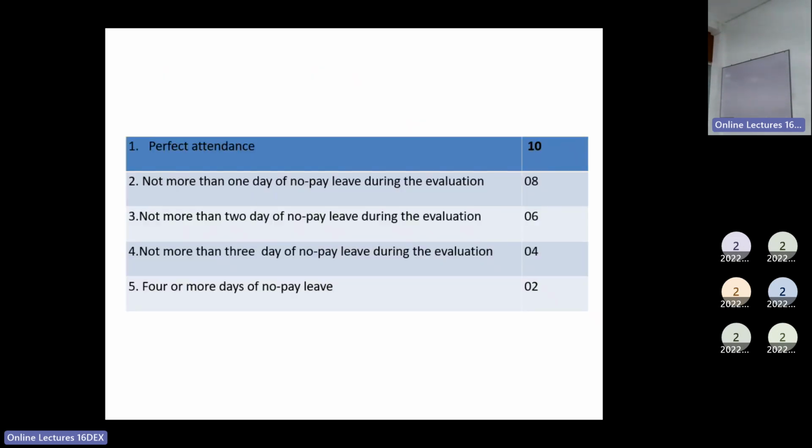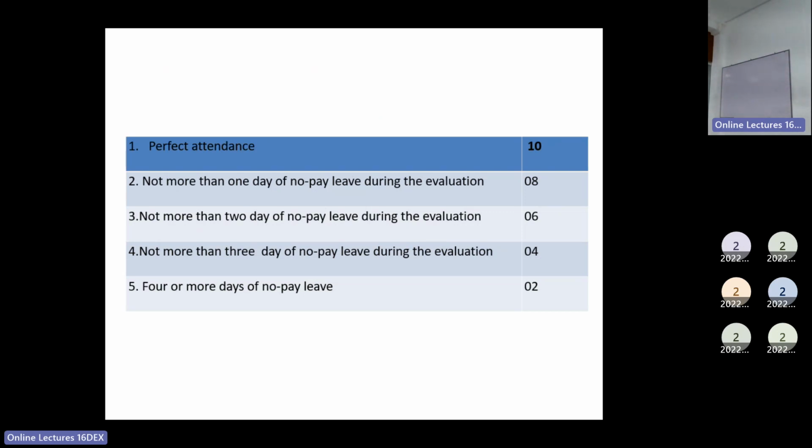So that you can give some marks. Perfect attendance 10, not more than 1 day of no pay leave during the evaluation 8, not more than 2 days of no pay leave 6, not more than 3 days of no pay leave 4, more days of no pay leave 2. Right? So these are the statements. For each and every criterion, you can develop this statement. So the evaluator is to select the statement that best applies to the particular employee.